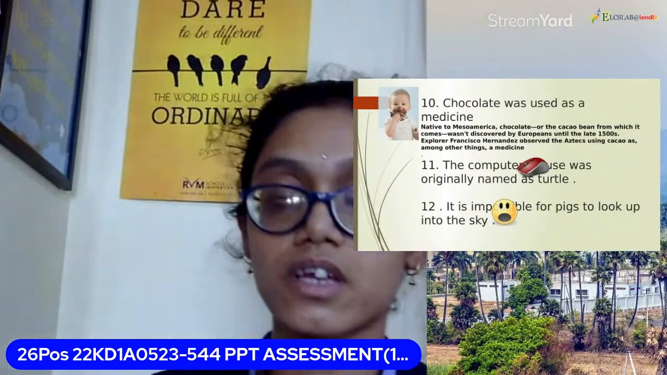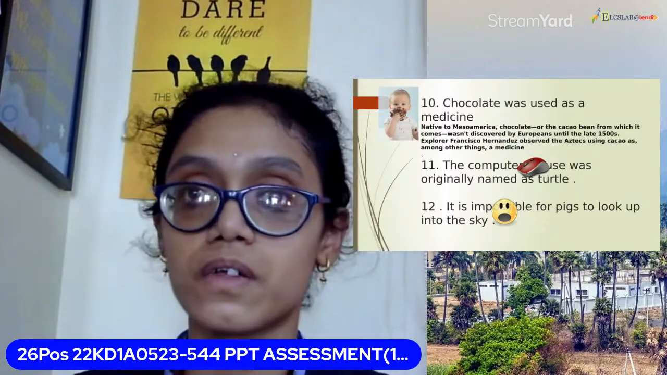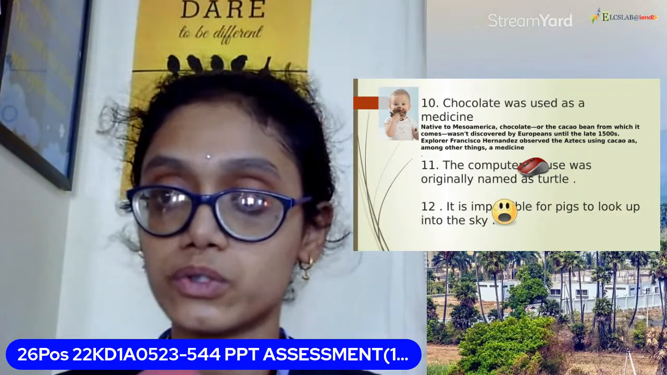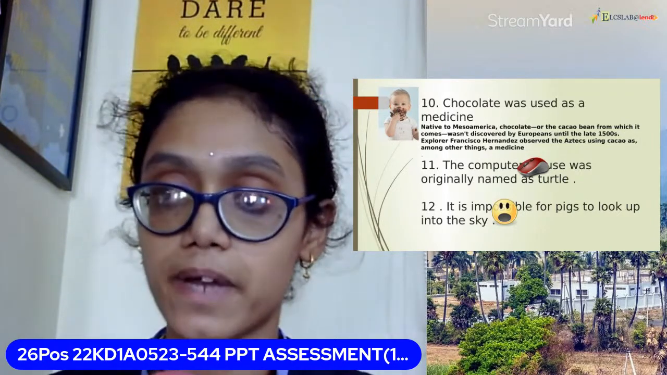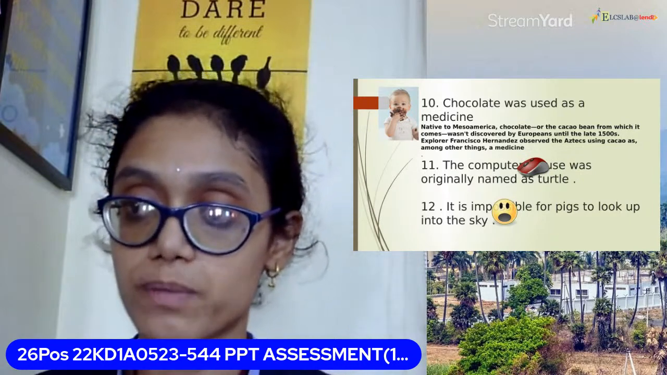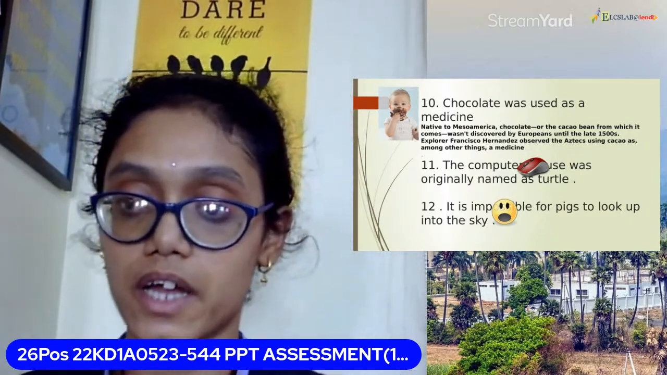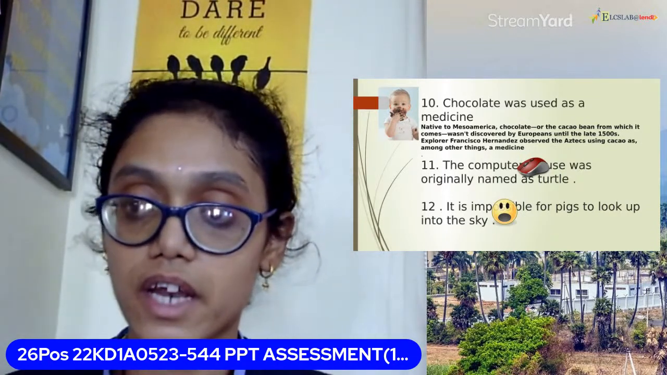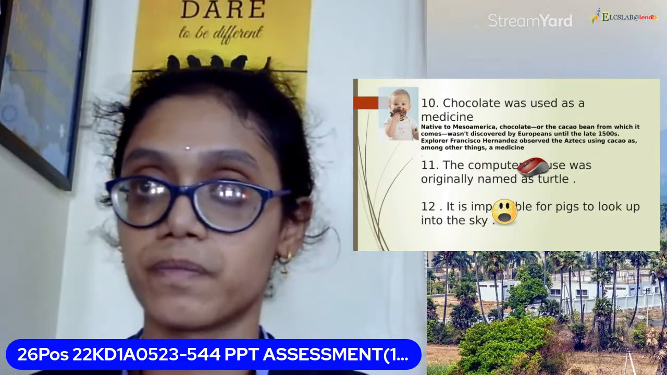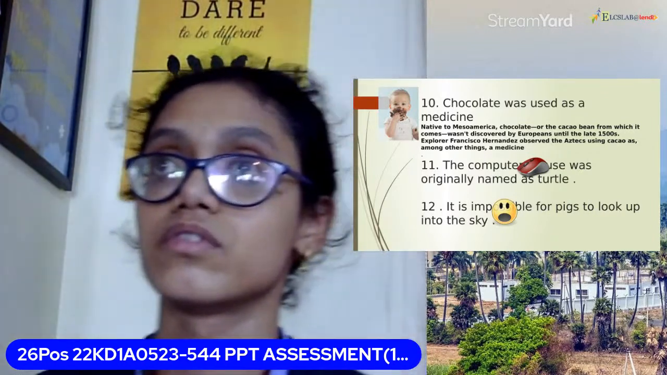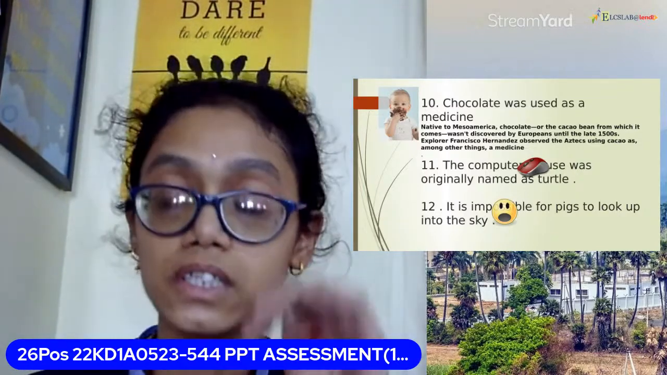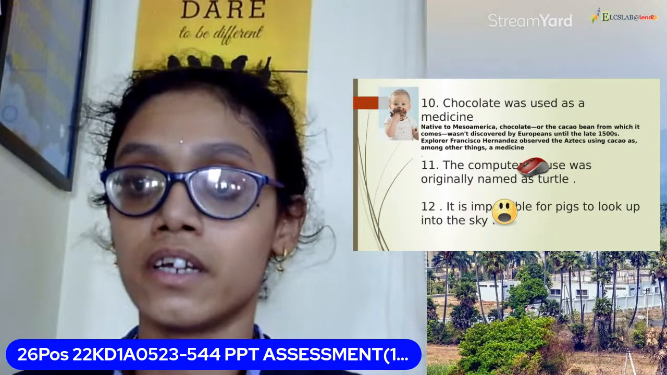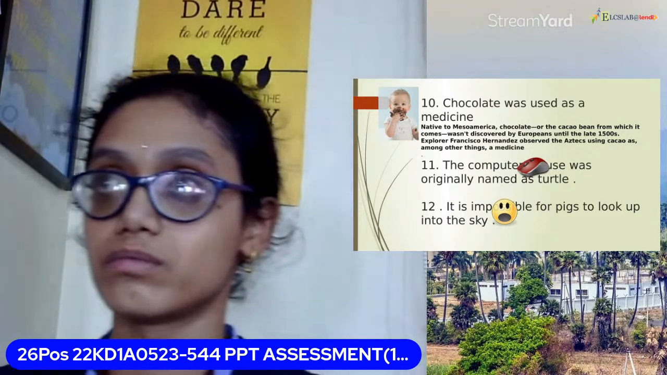Chocolate was used as a medicine for stomach pain and fever. The computer mouse was originally labeled as turtle. It is impossible for pigs to look up into the sky because they are shaped horizontally and they cannot raise their head up into the sky. Any queries? I'm interested in learning facts. Thank you.